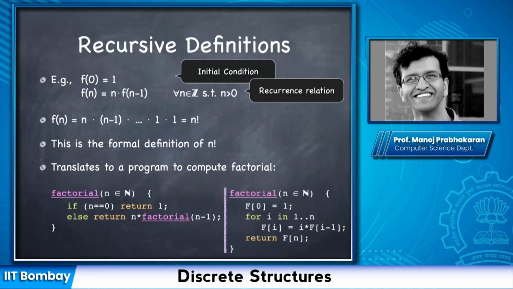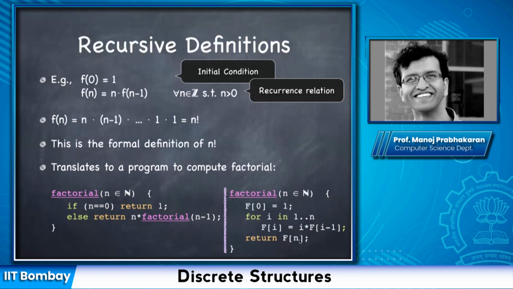You could also write it as a loop if you want, which is how you would probably execute it by hand. You keep this list of values of f, and you say f(0) is 1, and then f(1), f(2), f(3), up to f(n) is defined. Fill in f(i) using i times f(i minus 1). So you would access f(i minus 1) only after you have filled in f(i minus 1), and then you return. For n equal to 0, this loop is not executed.